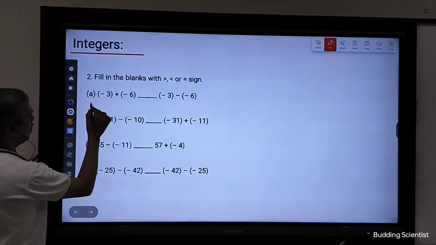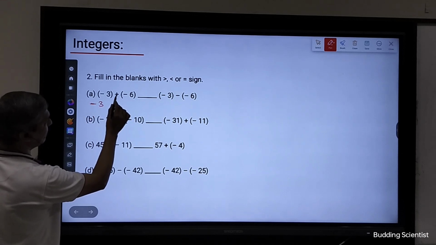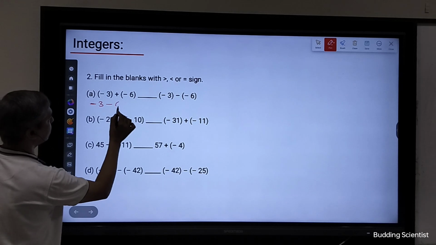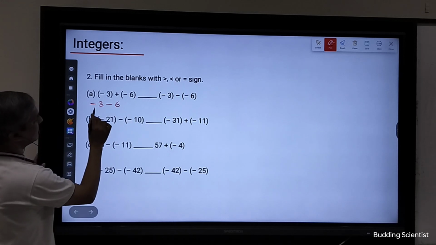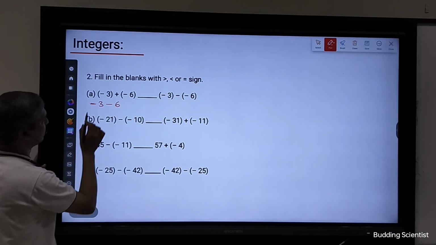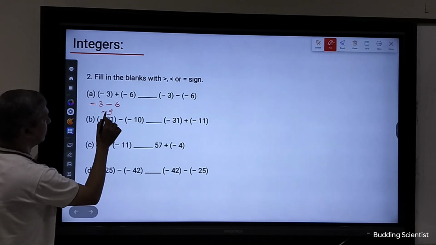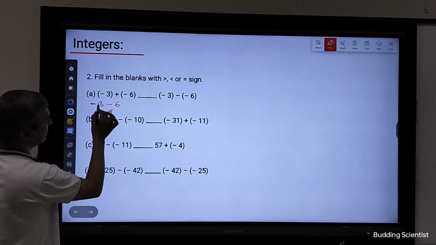This is minus 3 plus minus. We know that if it is plus and followed by minus, it will be minus 3 and minus 6. Now what will be the answer? 3 and 6 both have the same sign, so just add them, 9, and we'll have the same sign, minus 9. So this is minus 9.